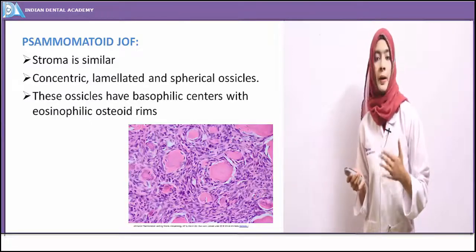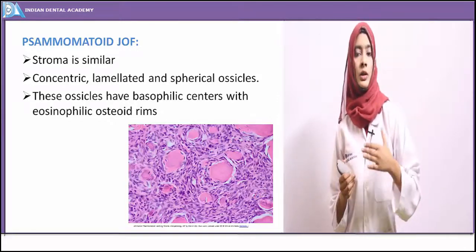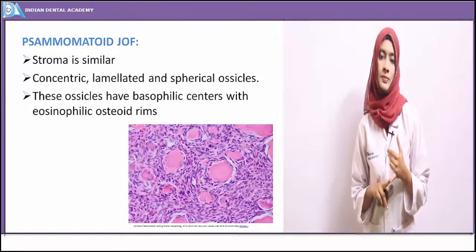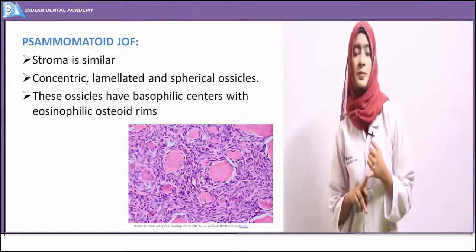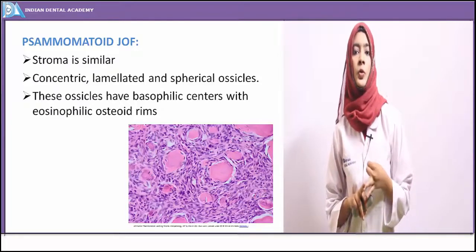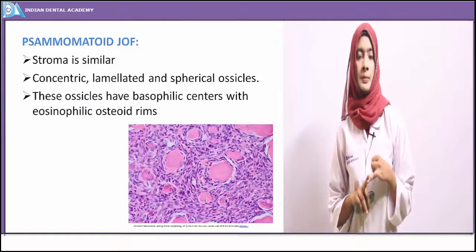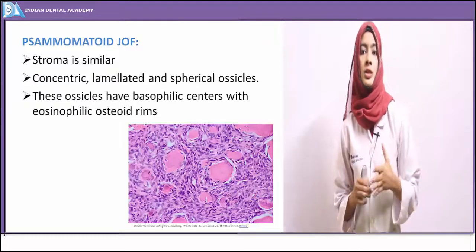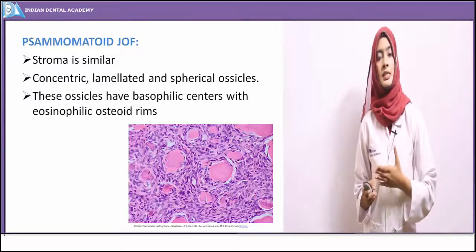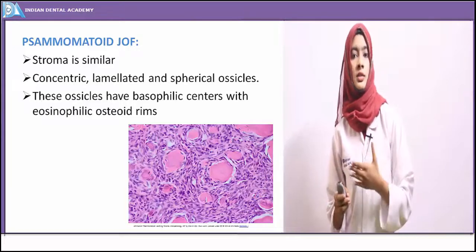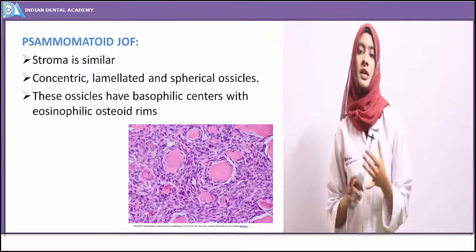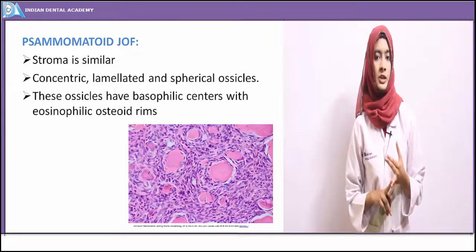So apart from the fibroosseous lesion, now in the diseases of bone or the pathology of bone, we have seen the developmental disorders or the developmental disturbances and the diseases of bone of questionable etiology, that is the Paget's disease and the fibroosseous lesions. These are the most important ones, and there are lesser known diseases also, like the ones which are caused by the endocrinal disturbances.